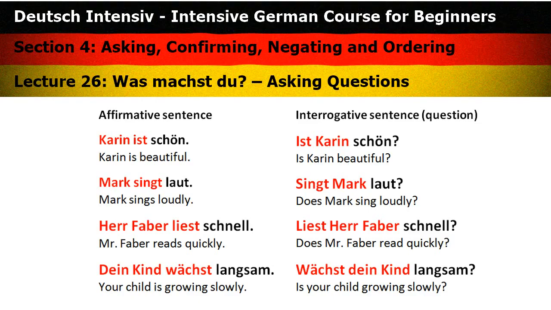The declarative sentence is Karin ist schön. The interrogative sentence is Ist Karin schön? So Karin ist becomes Ist Karin. You change the word order. Now we have Mark singt laut. And the question, singt Mark laut?